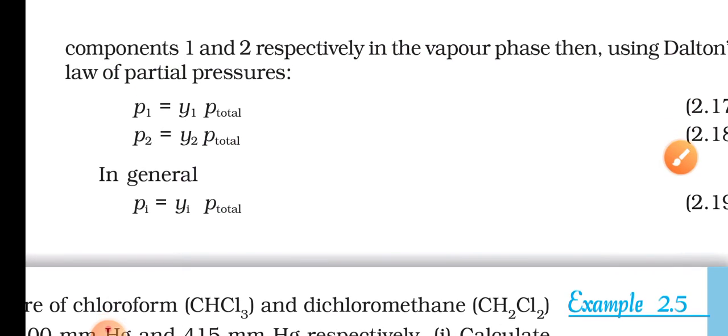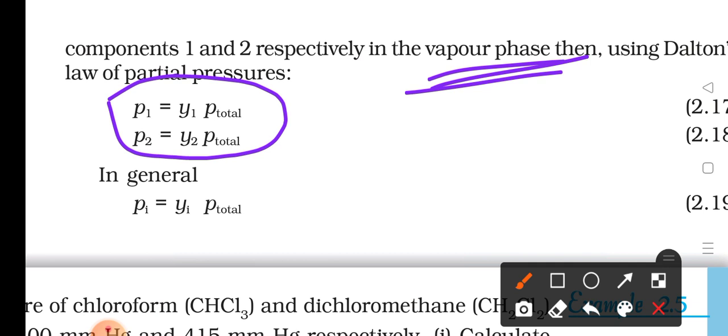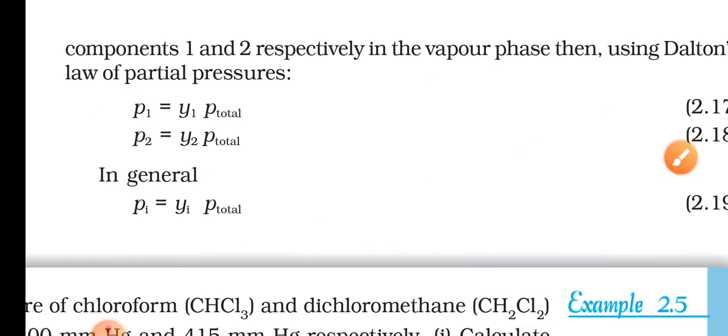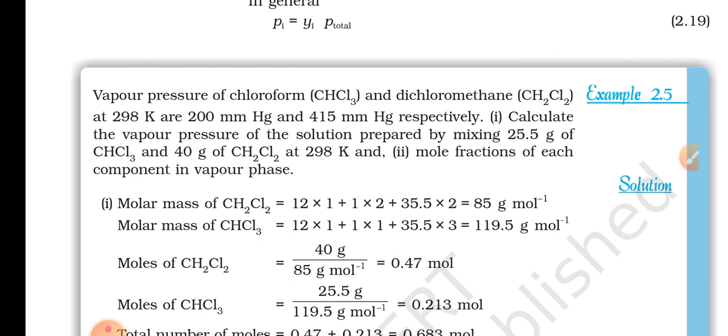In the vapor phase, we have a new formula: p1 equals y1 times P total and p2 equals y2 times P total. In general we write pi equals yi times P total, where i can be 1, 2, 3, 4, anything. Remember that. Now it's time for example 2.5. It seems tough, but it's really very easy. Just try.